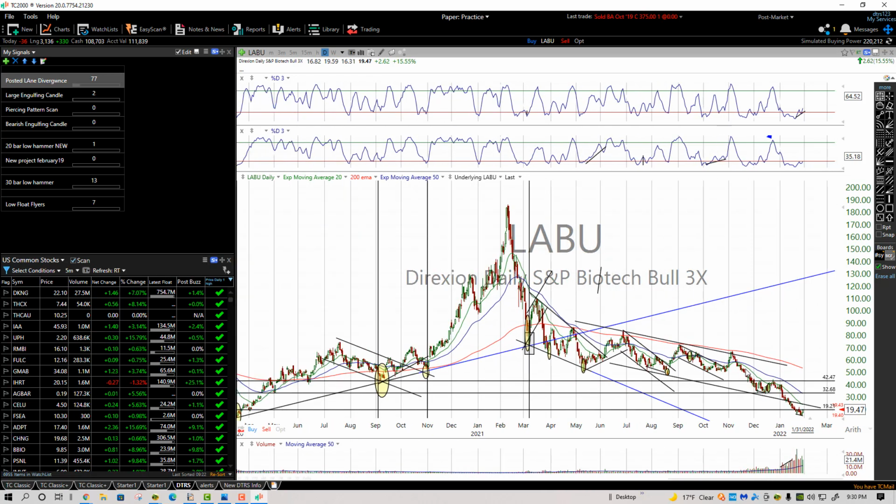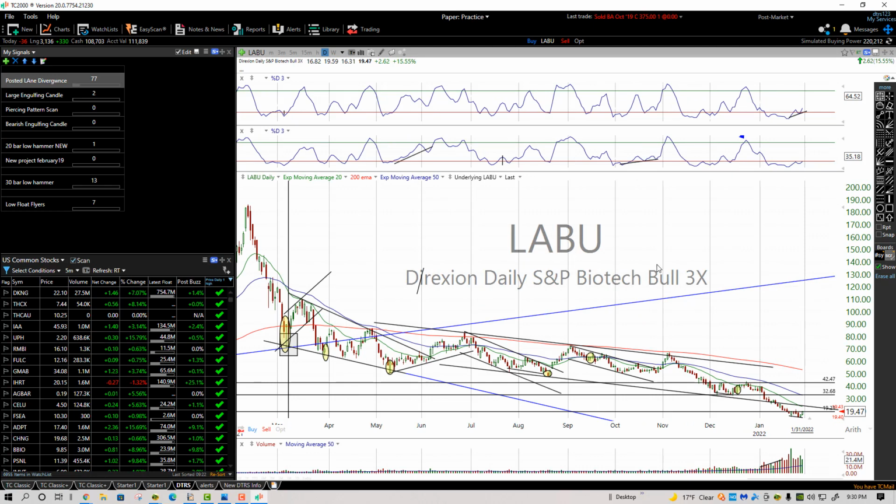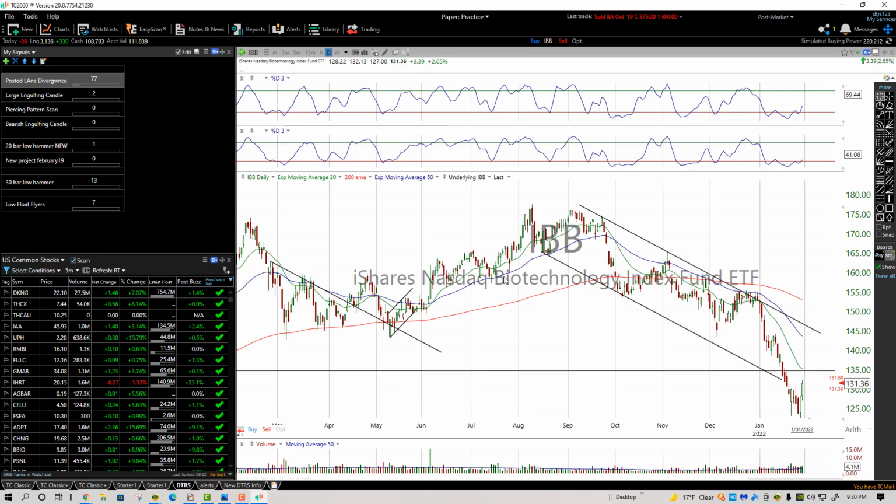The LABU is the ProShares, or actually it's the Direxion leveraged bullish fund, 3 times the return of the IBB. So it tracks the IBB, which is the iShares Nasdaq Biotech Index ETF. You see basically the same kind of move, but it gives you 3 times the return. So if the IBB is up, say 5%, in theory the LABU will be up 15%.